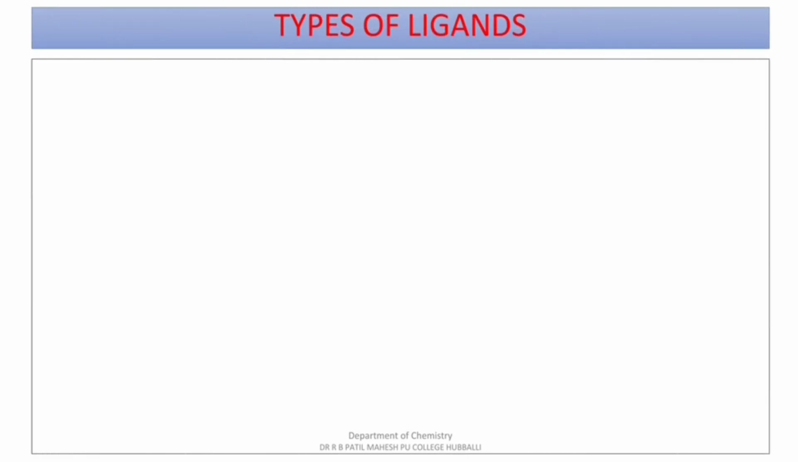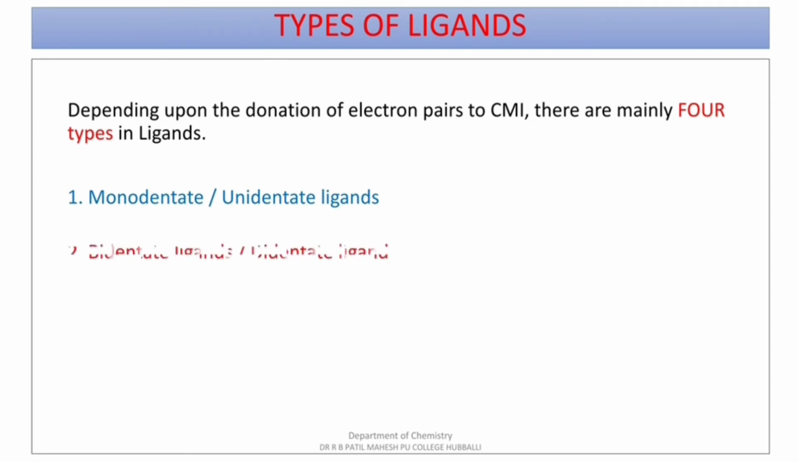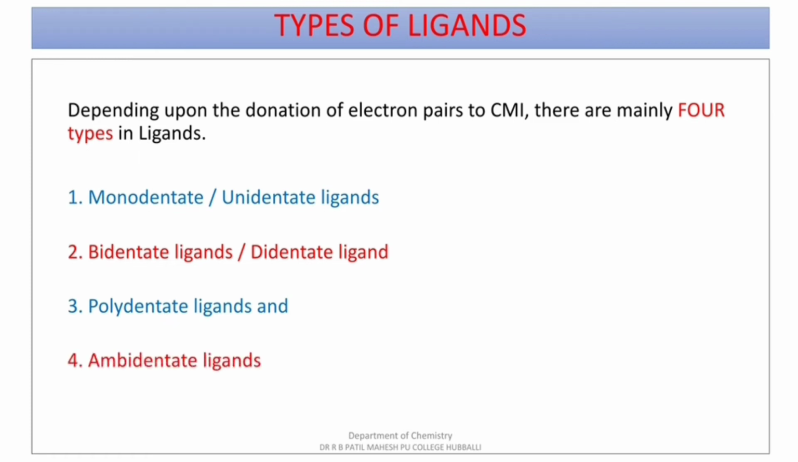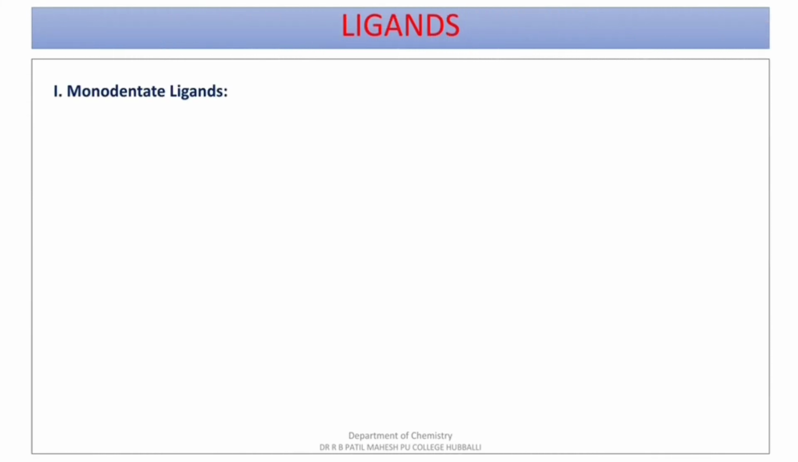Moving to types of ligands. Depending upon the donation of pair of electrons to central metal ion or the atom, there are mainly 4 types of ligands. First one, monodentate or unidentate ligand. Second, bidentate or didentate ligand. Third, polydentate ligands, and fourth one is ambidentate ligand. The word dentate or denticity is the capacity of a ligand to donate the pair of electrons to central metal atom or ion. Moving to the first type of ligand, that is monodentate ligand.